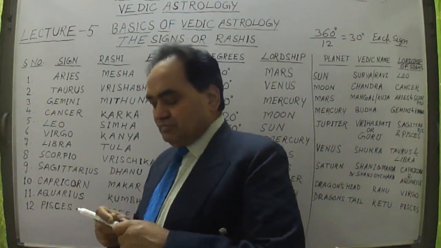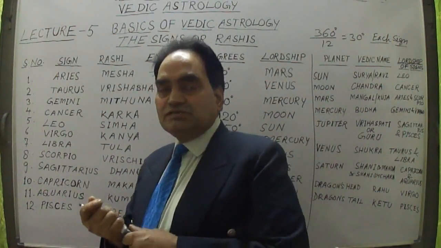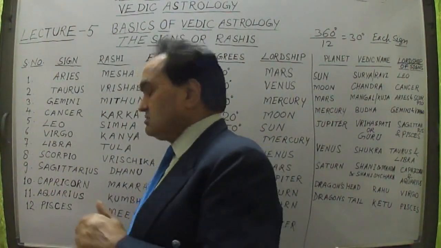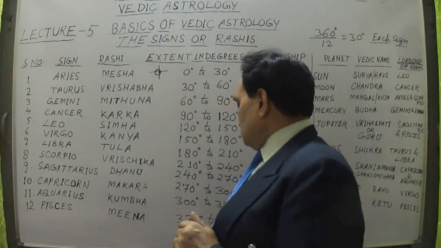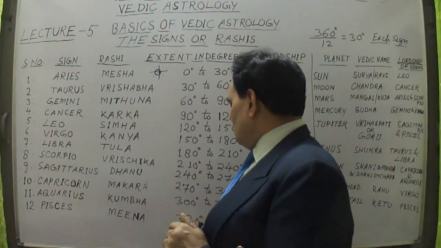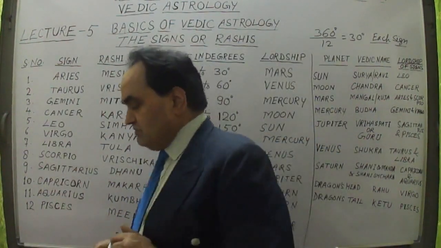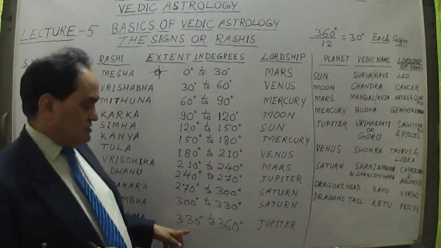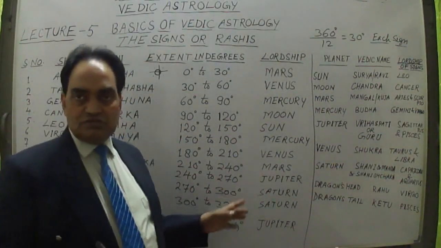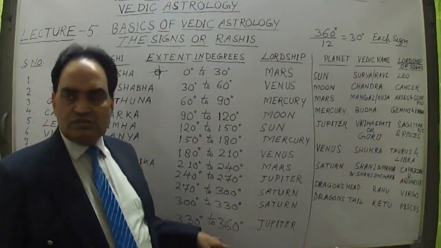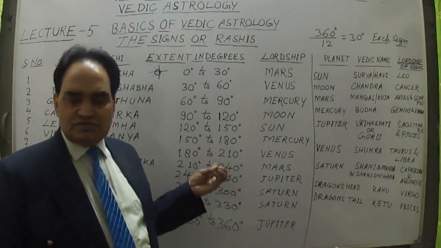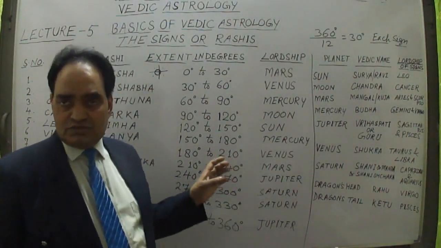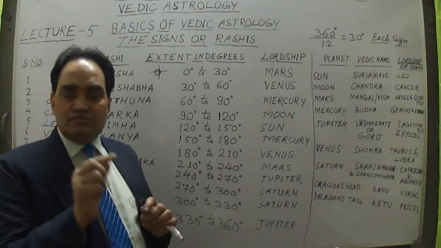And the last one, Pisces or Mean Rashi, has the strength of 330 degrees to 360 degrees. Mean Rashi, the Pisces sign, is between 330 degrees and 360 degrees. Not exactly 330 degrees, but more than 330 degrees, even if it is 330 degrees, 1 minute. This is degree, minute and second.